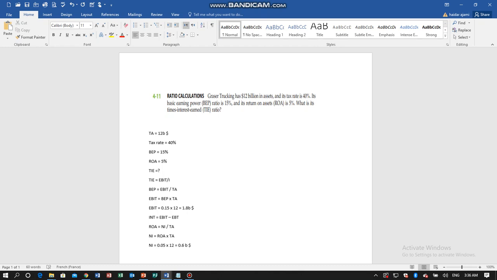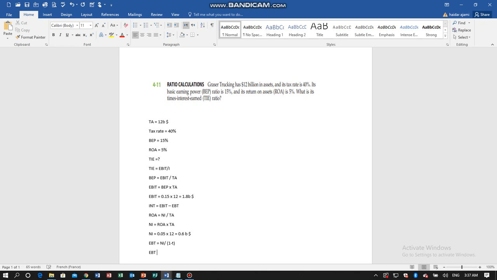Okay. Earnings before tax is equal to the net income divided by 1 minus tax rate. So the earnings before tax is equal to the net income, which is $0.6 billion or $600 million, divided by 1 minus 0.4, which is 0.6. So the earnings before tax is equal to $1 billion.